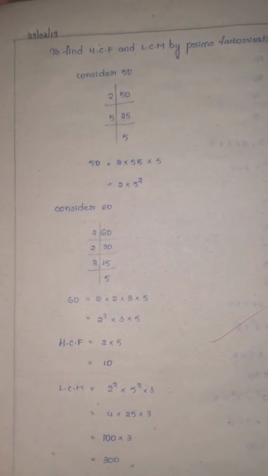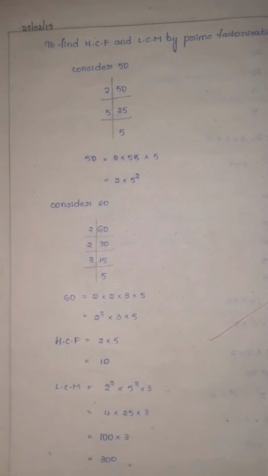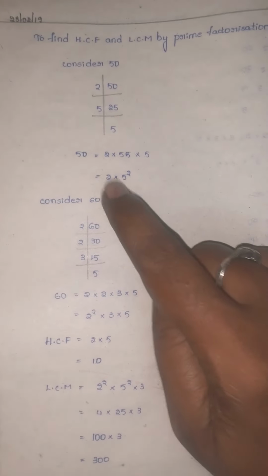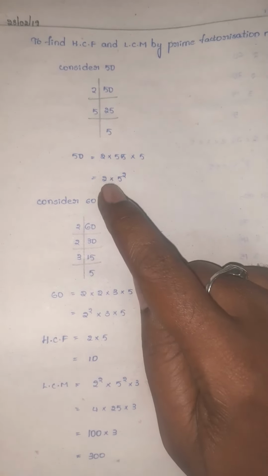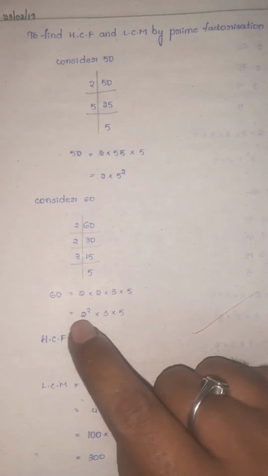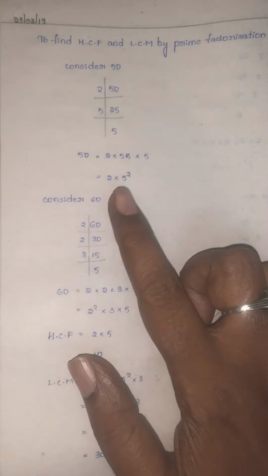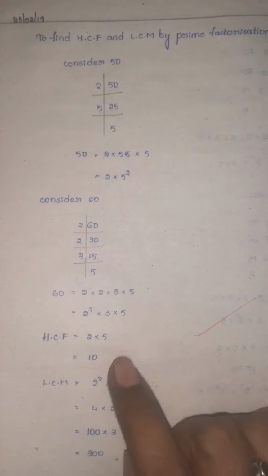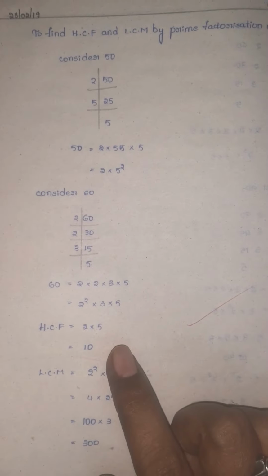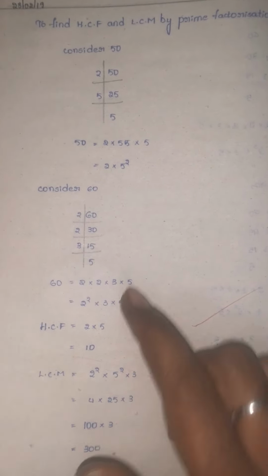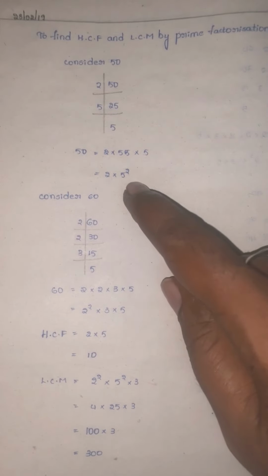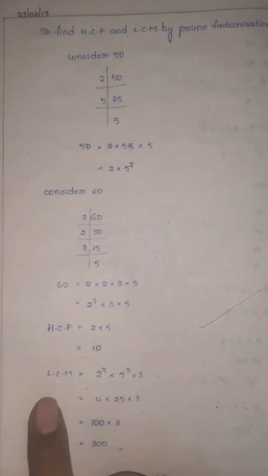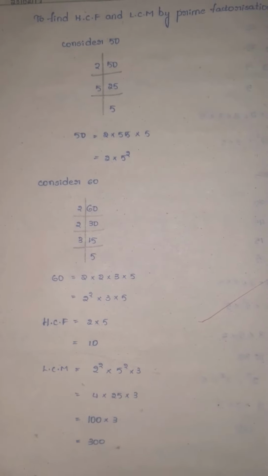So HCF means common numbers having minimum power. Here 2 is there, here 2 is there, condition satisfied. But here what is the power? 1. Here what is the power? 2. So in 2 and 2 square, the minimum power is 2. Here 5 is there, here also 5 is there, so the minimum power is in 5 square and 5: it is 5. Here 3 is there, but in this number 3 is missing, so don't write. So what is HCF? 2 into 5 is how much? 10.